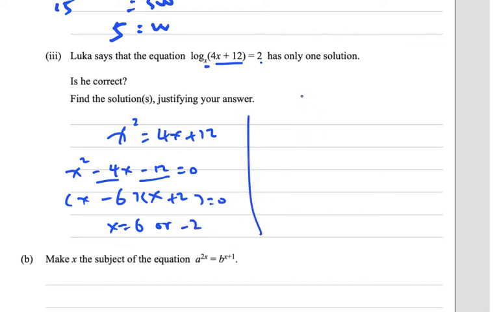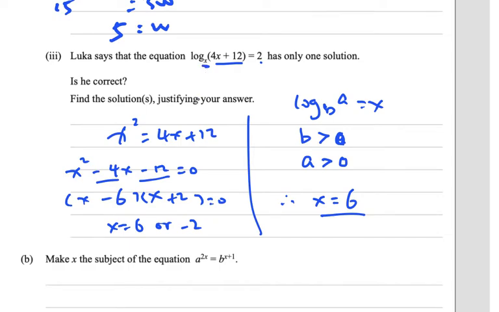Based on the definition of log, if you have log base b of a equals x, doesn't matter the variable, both the base and the a must be bigger than 0. That's based on the definition. Therefore, x has to be bigger than 0, so x equals 6, because x is the base here.